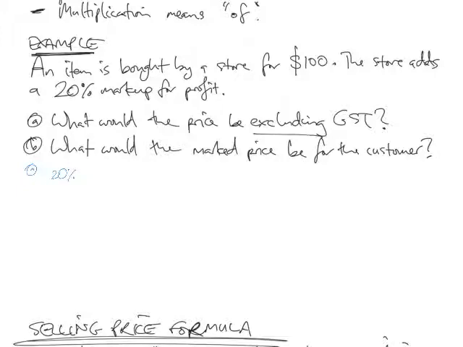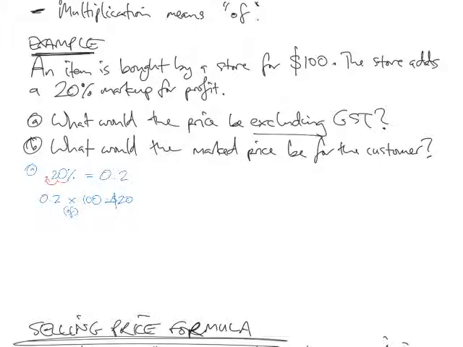20% as a decimal is equal to 0.2. How did I get that? You jump the decimal twice to the left. You divide by 100 and put it there. So 0.2 is a decimal representing 20%. I want to find 20% of 100. I just told you above that multiplication means of. So 20%, 0.2 of $100. And if you had a calculator, you would be able to find that that is $20.